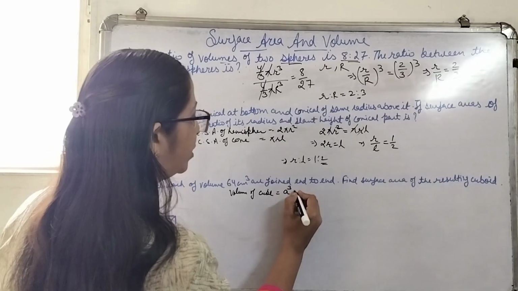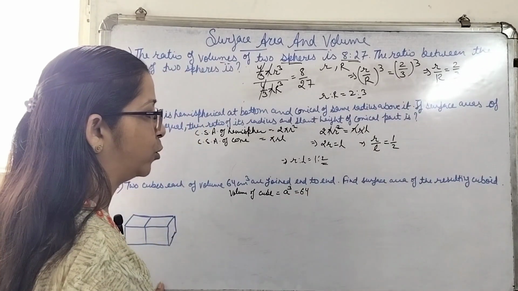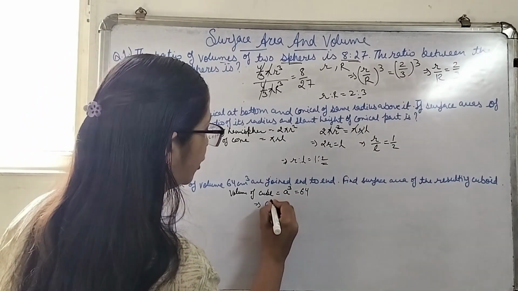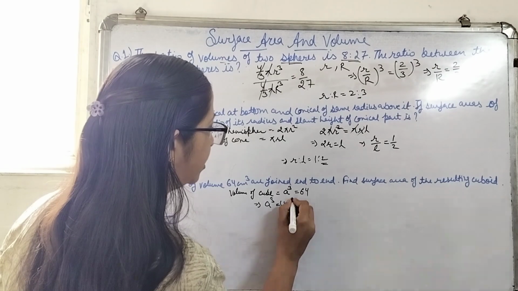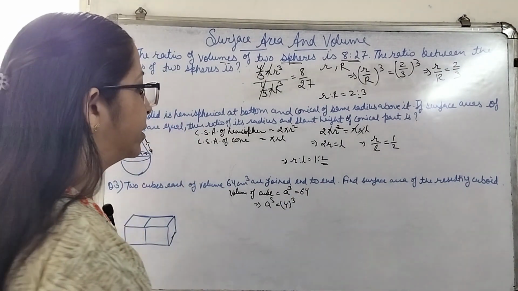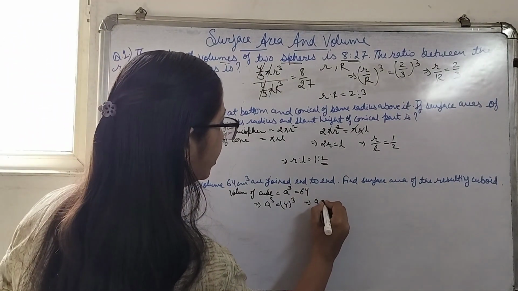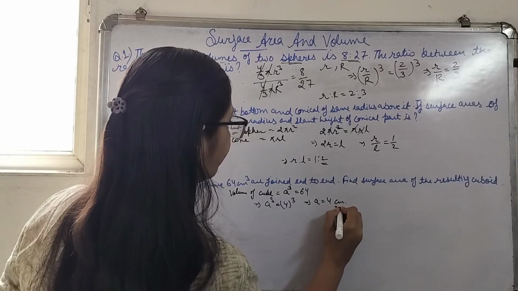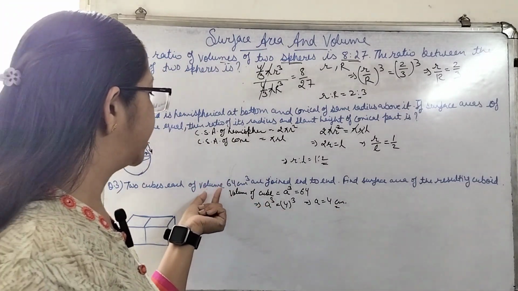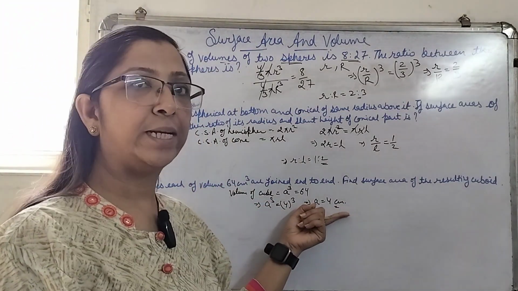Now a cube is equivalent to 64, it is given to us. That simply means a cube could be written as 4 cube. 64 is the cube of 4. That simply means the side of the cube is 4 centimeter. From here we can conclude that the side of the cube is 4 centimeter.